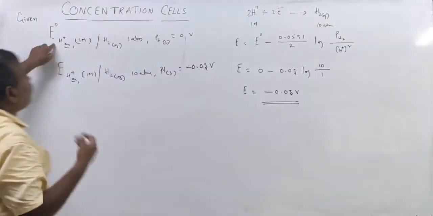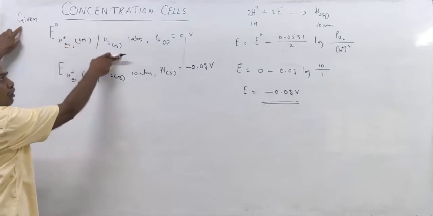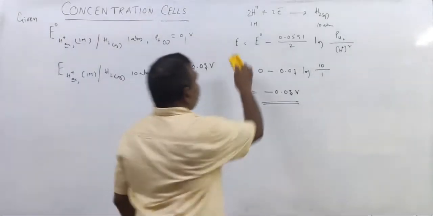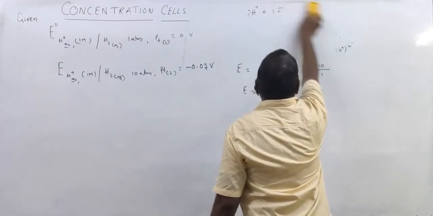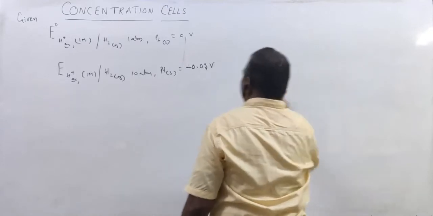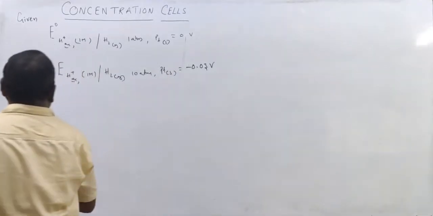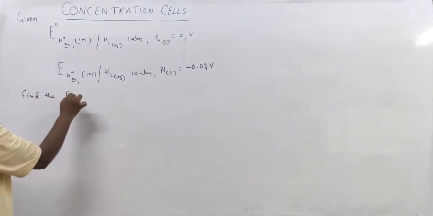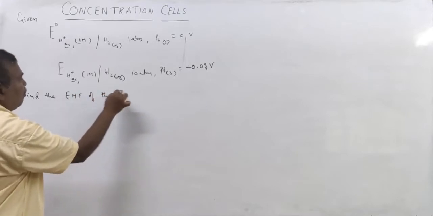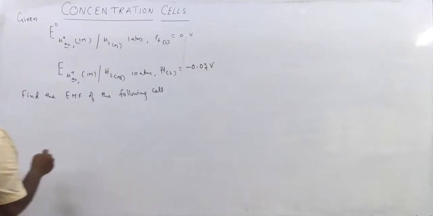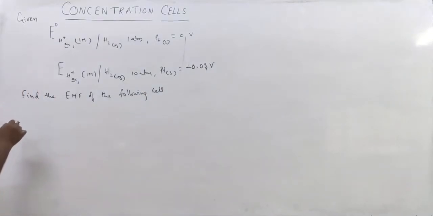Now I am going to calculate one more problem. Given this electrode potential as this one, now find the EMF of the following cell. Right? Now, I am giving the cell representation. The cell is represented like this.